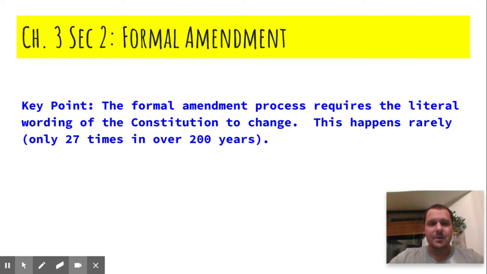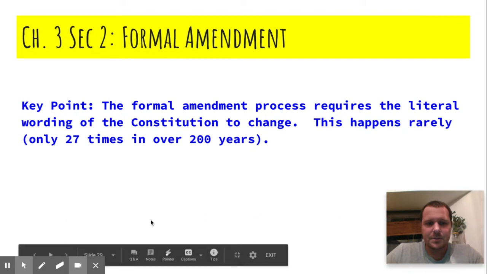It happens very, very infrequently. In fact, it's only happened 27 times in the over 200-year history of the United States. And 10 of those times, the Bill of Rights happened basically right out of the gate. So it's really only happened 17 times in just over 200 years. And if we're getting technical, two of those amendments were to enact and then repeal prohibition. So really, like 15 times, the Constitution has been amended and it's stuck in the last 200 years. So it's very, very, very rare that we change the literal wording of the Constitution.